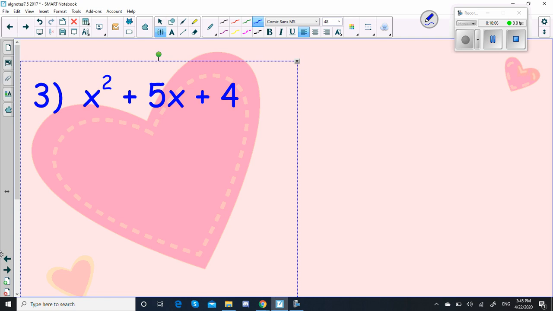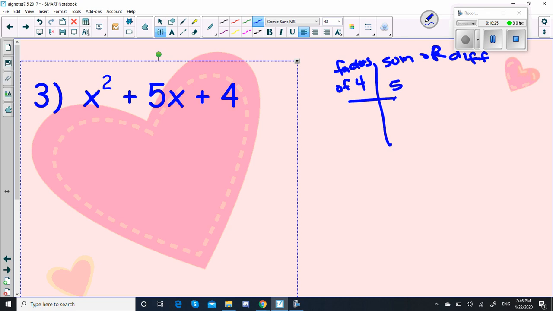All right, let's try number 3. So I'm looking for factors of 4, my C, that are going to give me a sum or difference of 5. Notice there are no negatives in this problem at all, so I know it's not negative. Okay, so this is 1 times 4. Well, that adds up to 5. I find it right away.